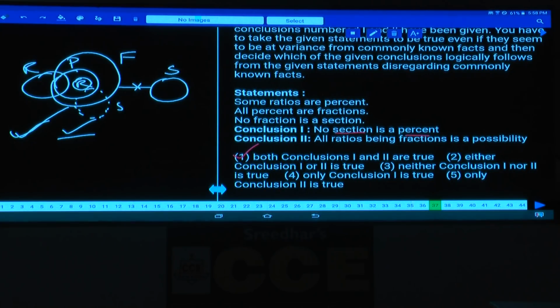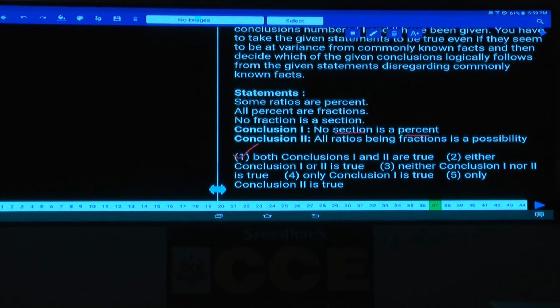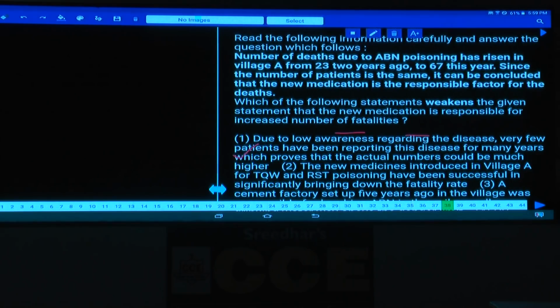Choice 1 for question 37. Then 38, 39 and 40. Now question number 38, what is the information given here?